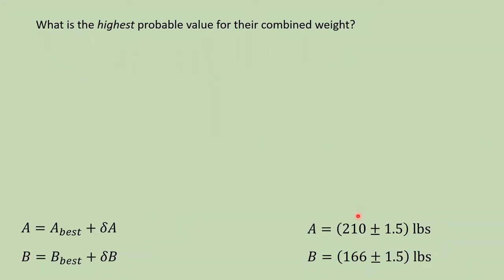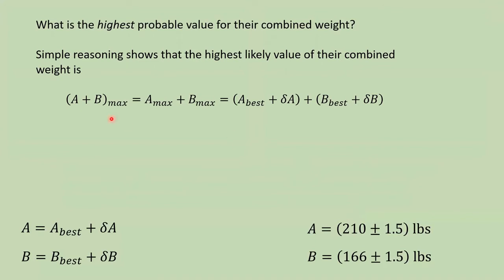Just remember, each of these equations gives you the range of likely values. Just because the scale says 210 doesn't mean Alfred weighs 210 pounds. He could easily be 211.5. That's a very likely value. Now, is he likely to be 215? Not if the scale was manufactured correctly and he's using it properly.